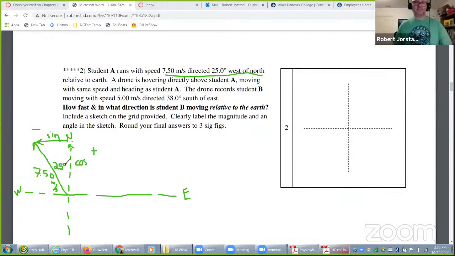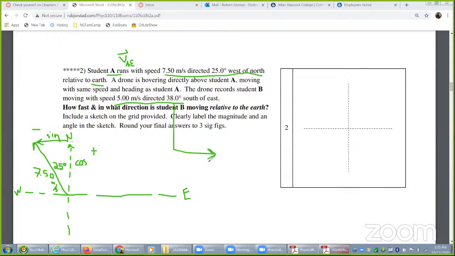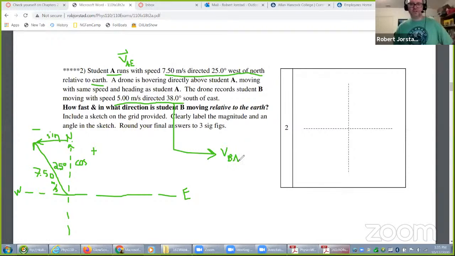All right. So what is this velocity? This is A, Earth. So that's VAE, right? What else do we have? What's this one? That is velocity of student B relative to student A. Correct. And so once you get two of them, what's the next step in any relative velocity equation?